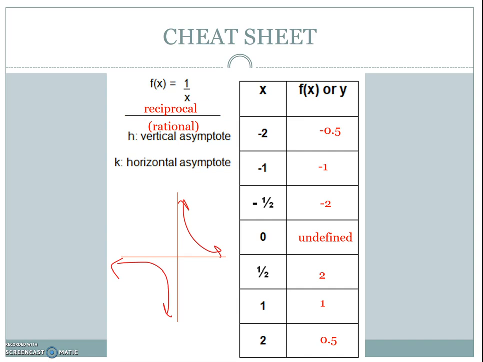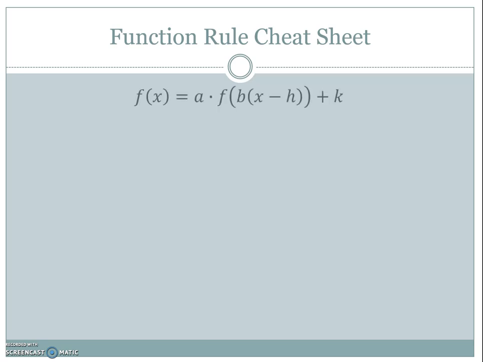Okay, so that is the first side of the cheat sheet. Those are the table values you're going to use to transform if you need them, and you're going to see that in the practice that we do. On the back is just going through the function rules. So this is for any function. So a, b, h, and k have the exact same effect on all of the parent functions.